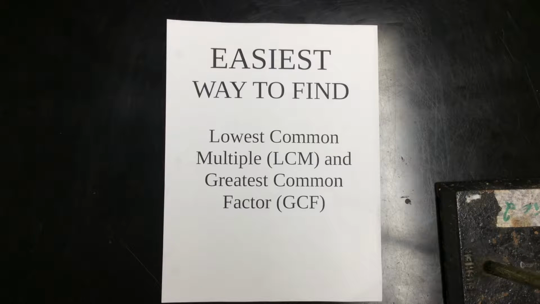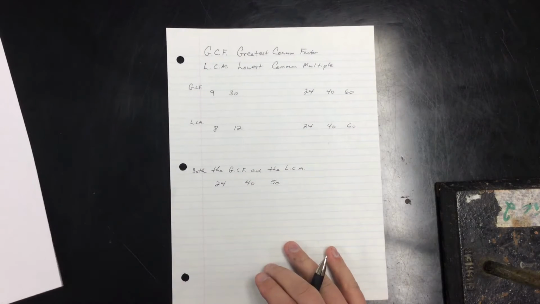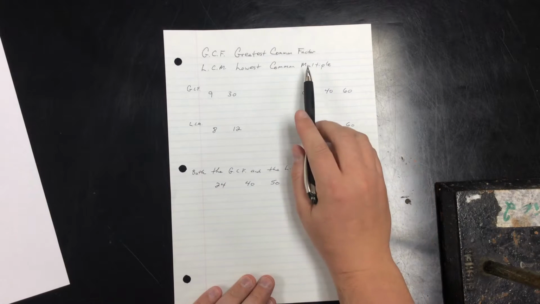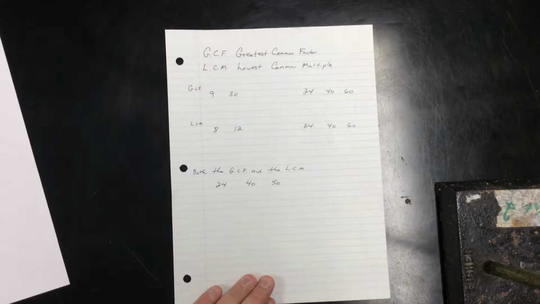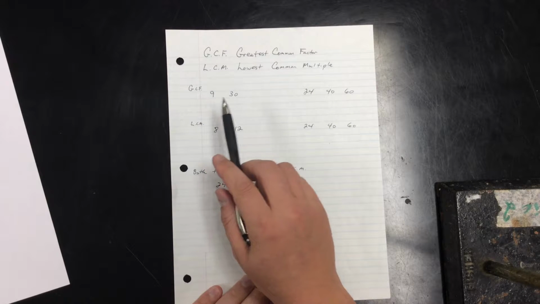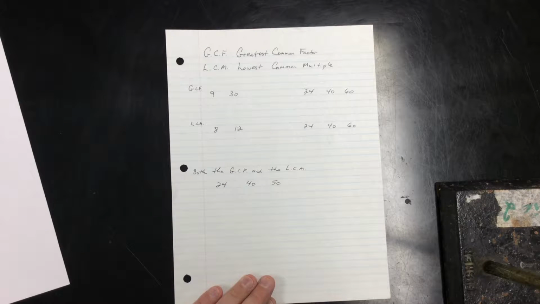Today we're going to look at the easiest way to find the lowest common multiple and the greatest common factor of a set of numbers. The greatest common factor is the largest number that divides evenly into a set. The lowest common multiple is the first number where they overlap if you were to do the multiplication tables, like 9 times 2, 9 times 3, 30 times 2, 30 times 3. It's the first time that they overlap.